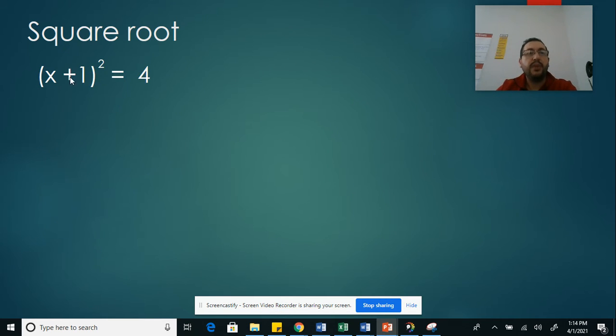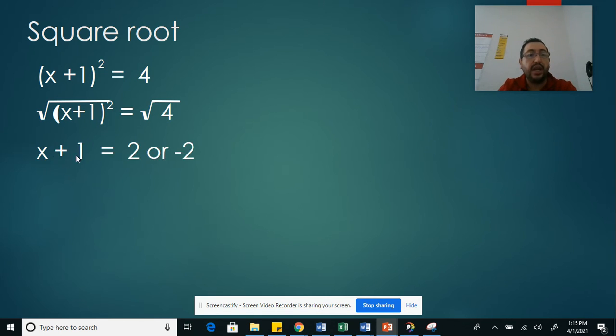Now, what happens when the term that is squared is a binomial? Like here, x plus 1 squared equals 4. So we're going to have the square root of x plus 1 squared equals the square root of 4. This square root removes the square, so we're going to end up with x plus 1 equals 2 or negative 2.